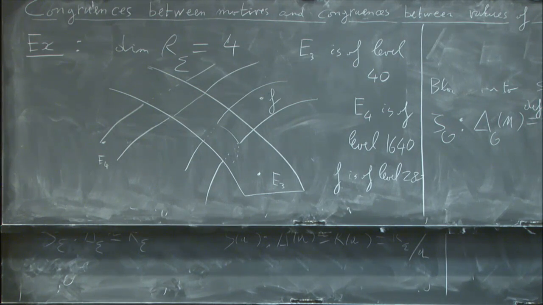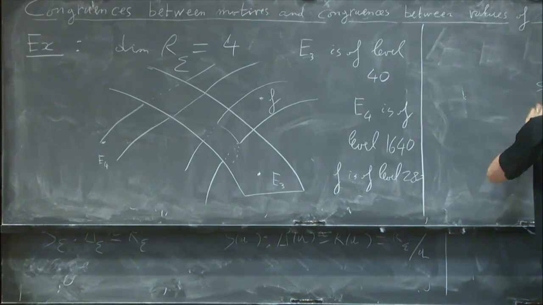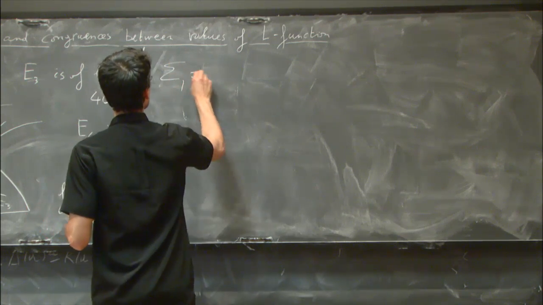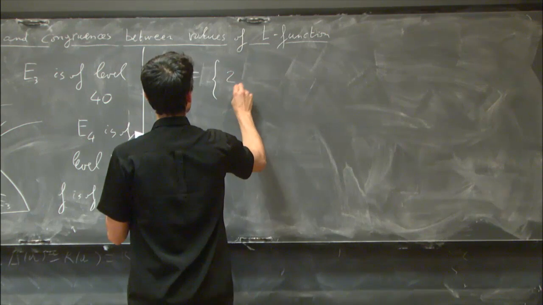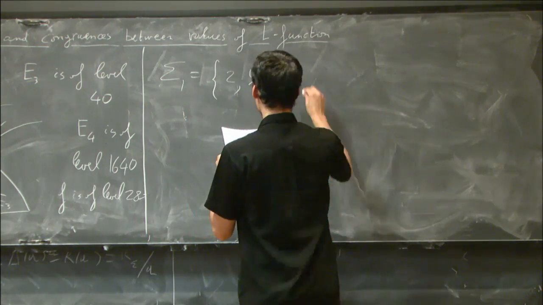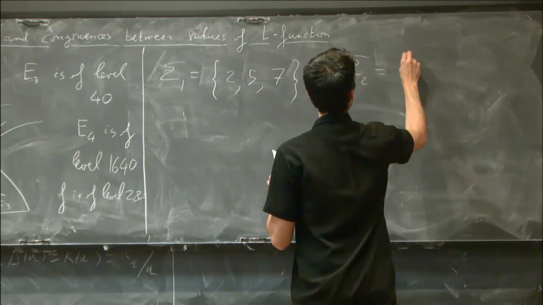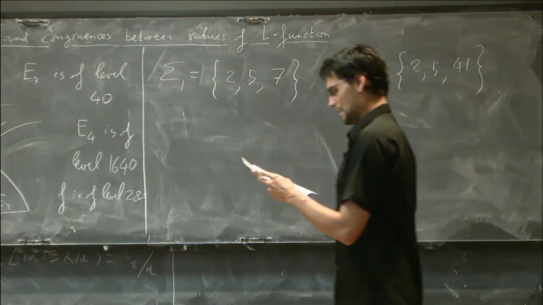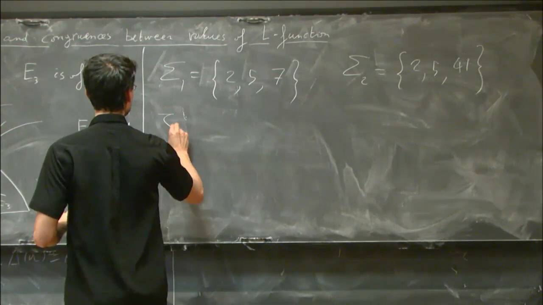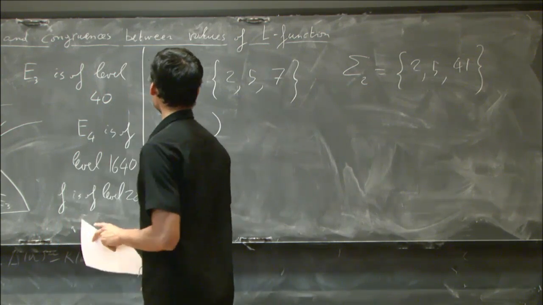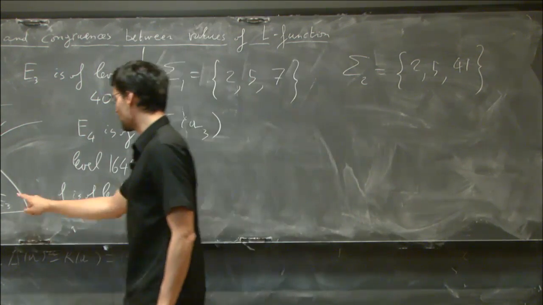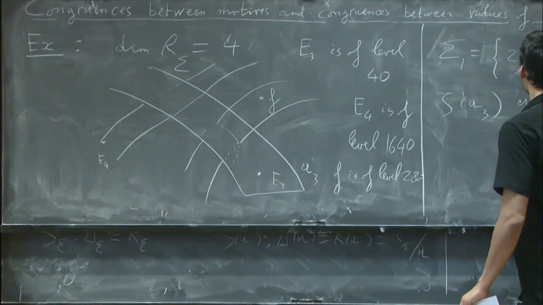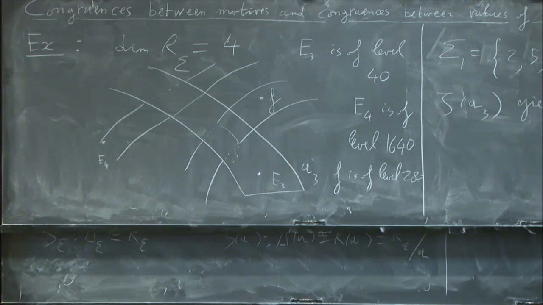So what I'm going to look at is two finite sets of primes, and one is 2, 5, and 7, and the other is 2, 5, and 41. And it's easy to check that the zeta isomorphism corresponding to the component A3, the one which contains E3, if you unravel the formula, yields a p-adic unit.